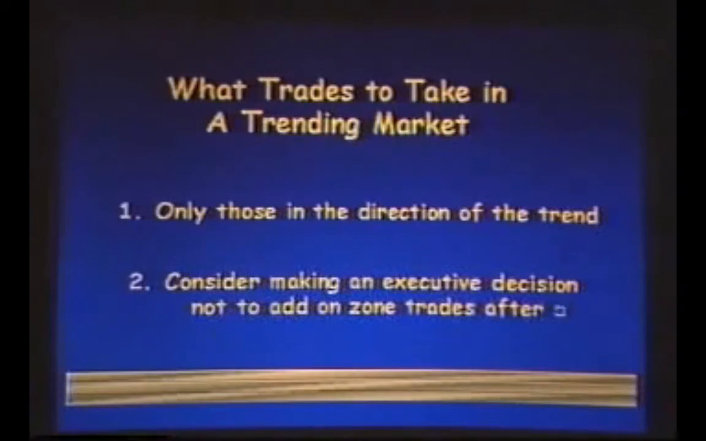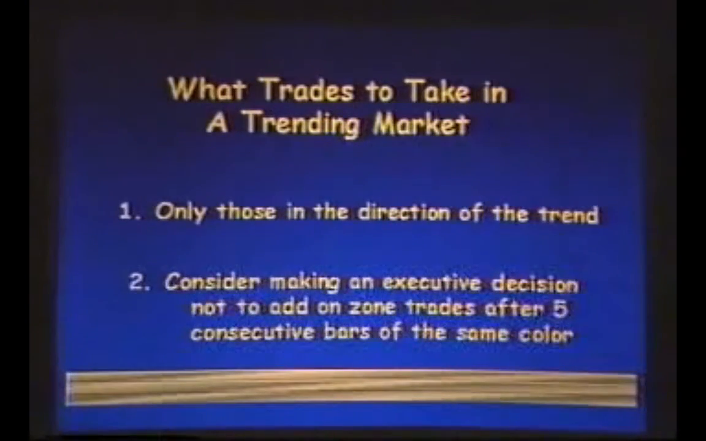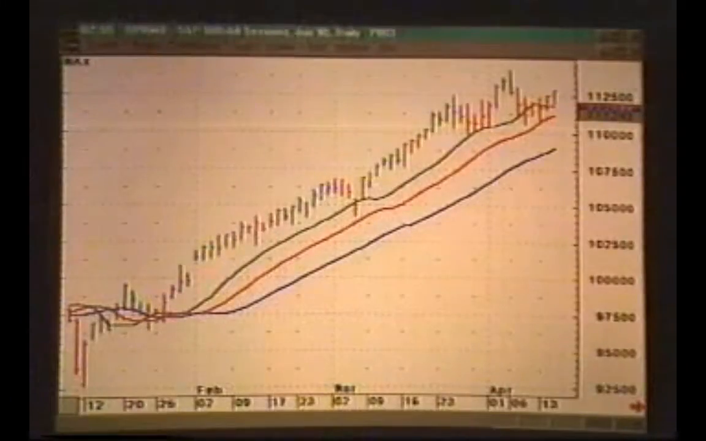And you consider making an executive decision not to add on the zone trades after 5 consecutive bars of the same color. We know that when you have 5 consecutive bars, you are in a good market, but a market has to breathe. So after 5 consecutive bars of the same color, we get very, very cautious. We don't continue to add on the zone trades on the stop close onlys. For example, down here we had several green bars, but we only had 4.